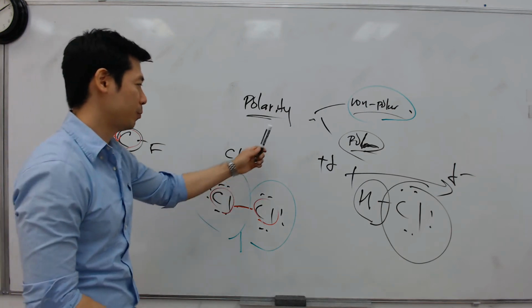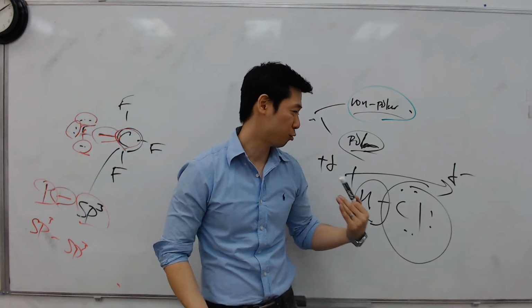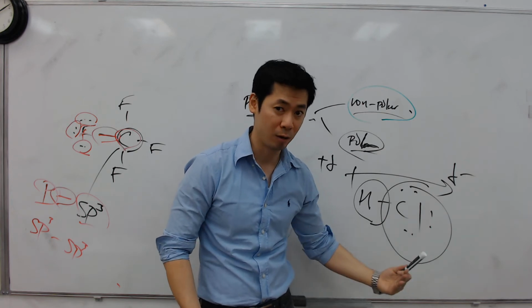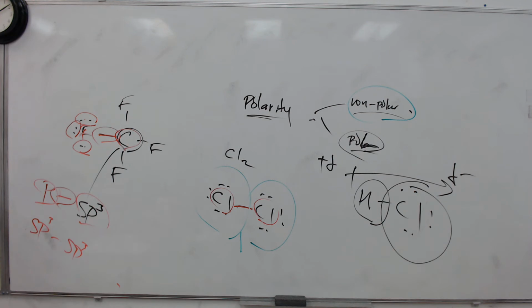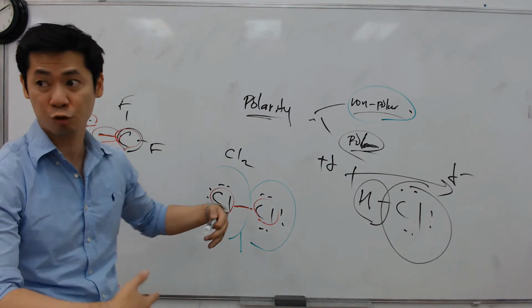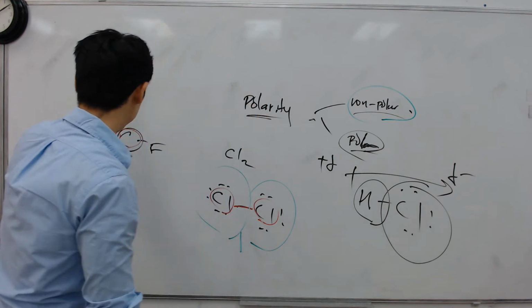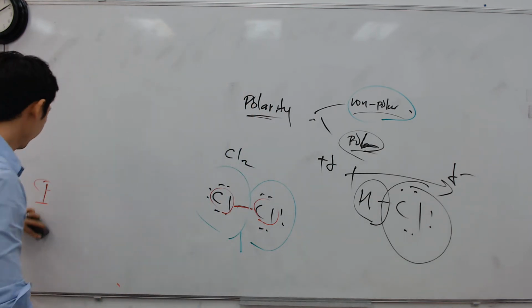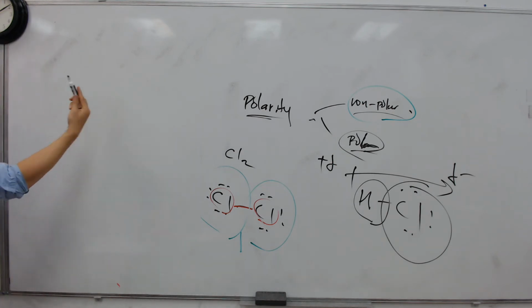To determine the polarity of the molecule, my recommendation is you draw the molecule overall. Unless you really know the shape, it's hard to say whether it's polar or non-polar based on the formula. You've got to draw this out. For example, the stuff that we drew before, like CF4. What about this one?